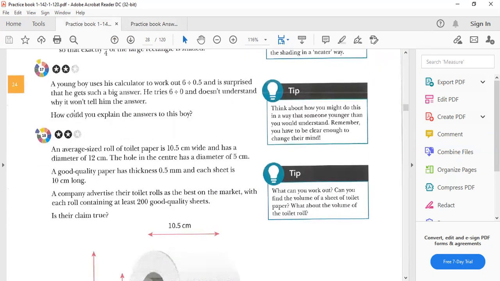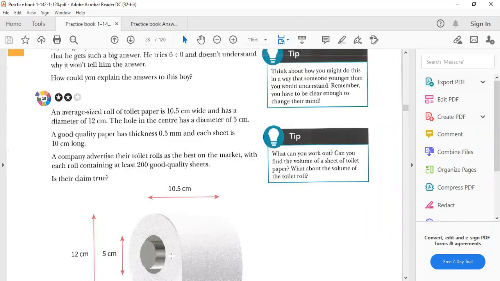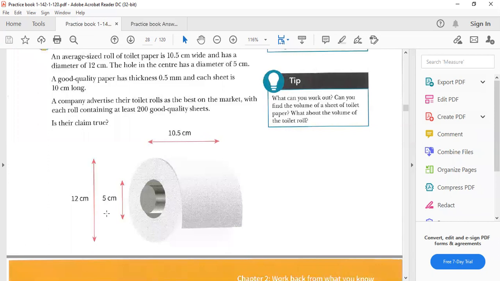Okay, question number 18. The average toilet paper roll has a diameter of 12 centimeters. The hole in the center has a diameter of 5, and good quality paper has a thickness of 0.5 millimeters, and each sheet is 10 centimeters long. A company advertised their toilet roll as the best on the market, with each roll containing at least 200 good quality sheets. Is their claim true? So what do we need to do?